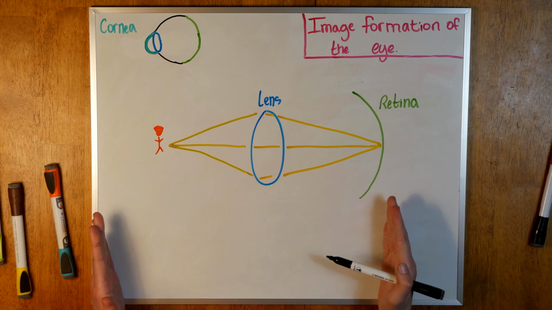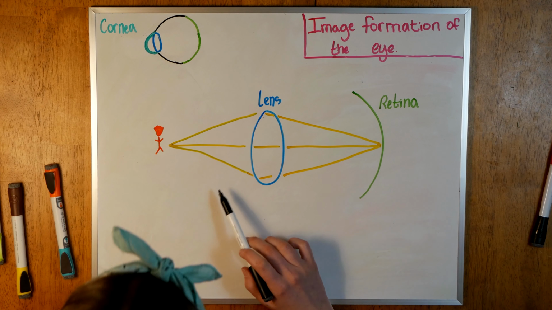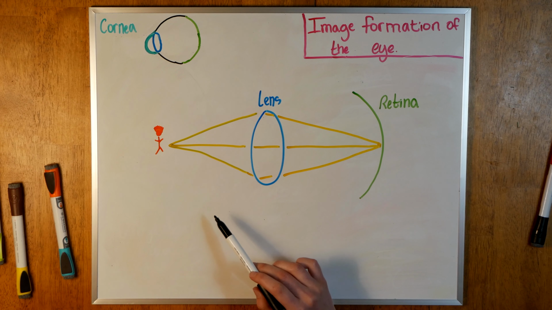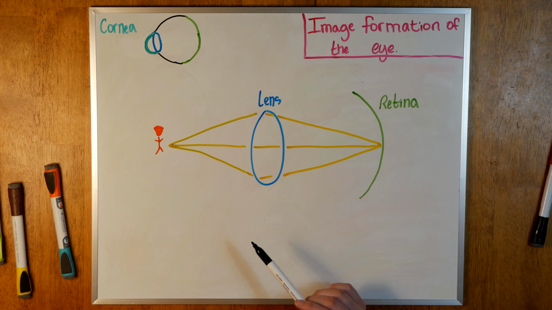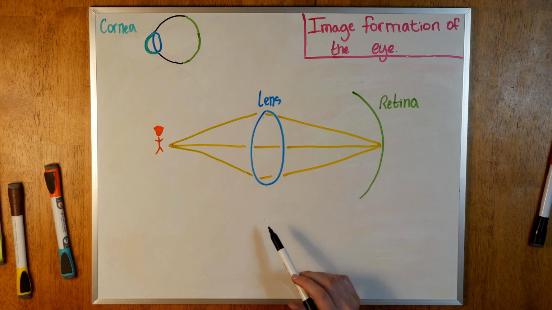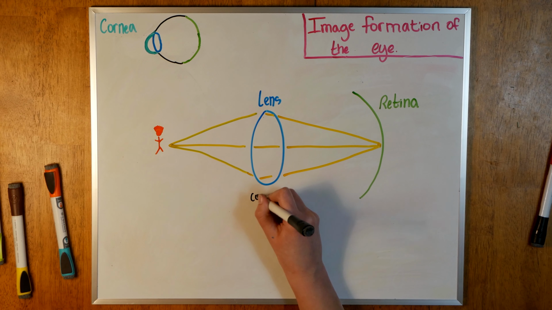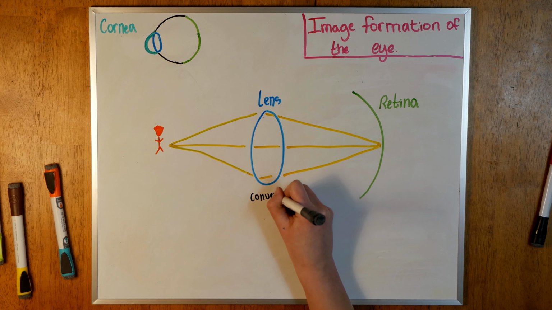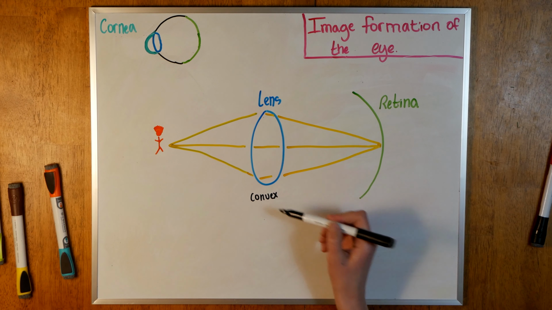So here we're going to go to a bigger version, basically. And if you've noticed, I have left the cornea out. Though the cornea does bend the light, it's not very significant and you can just ignore it for our purposes. So here we have the lens. The lens is a convex lens. As our professor said, it's bulging out, so convex.